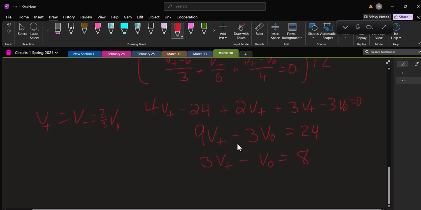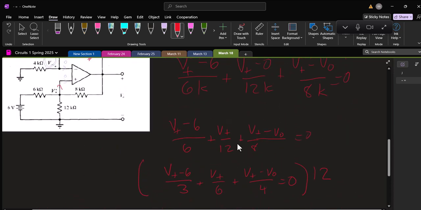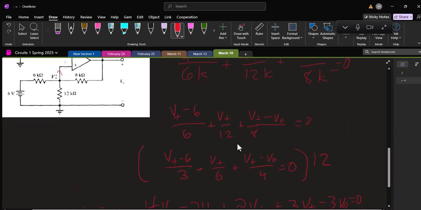When you were up there, where did you get the 12 from? I got the common denominator of 3, 6, and 4. Oh. I was just getting rid of the fractions.